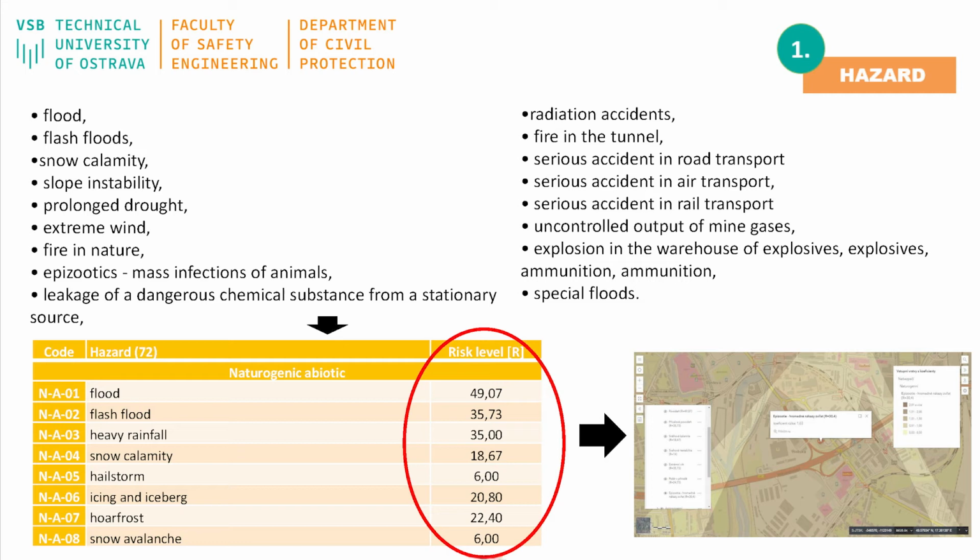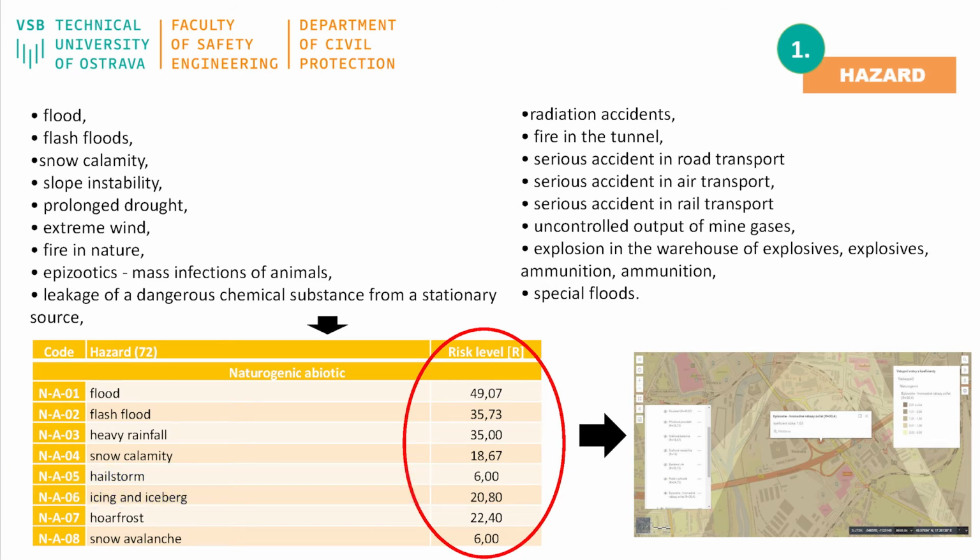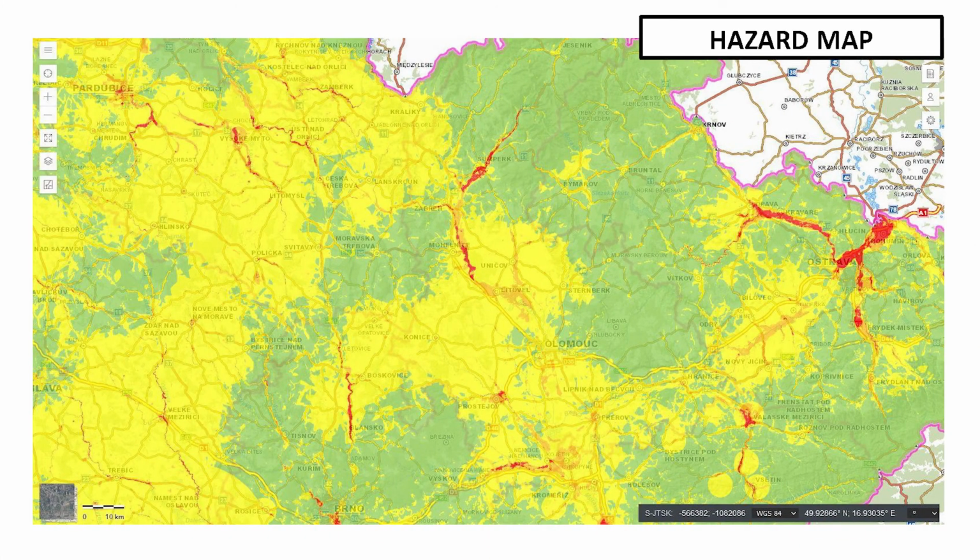Here is the information about the risk level of the threat in the Czech Republic, and next is the map. This is the epidemiology in animals. Here is the hazard map. The map is to gather all risks in the Czech Republic, in the territory. Yes, we have the 17 hazards together.